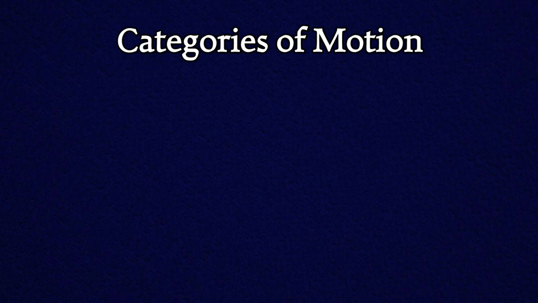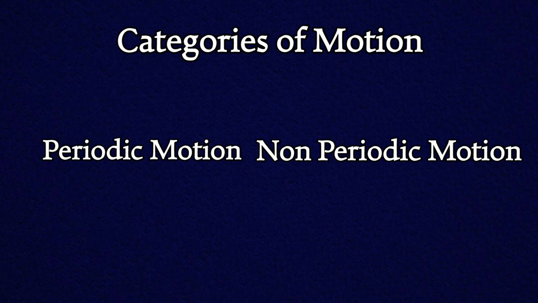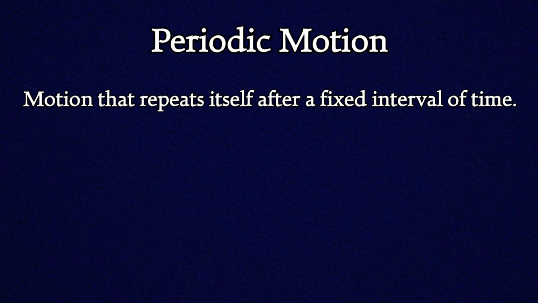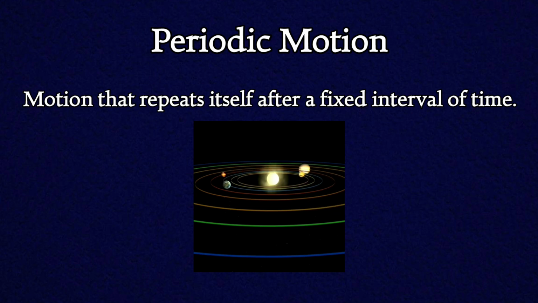First, we have two main categories of motion: periodic and non-periodic motion. Periodic motion refers to motion that repeats itself after a fixed interval of time. A classic example is the motion of a pendulum. It swings back and forth, returning to its original position after every set time period. Other examples include the motion of the orbit of planets around the sun.